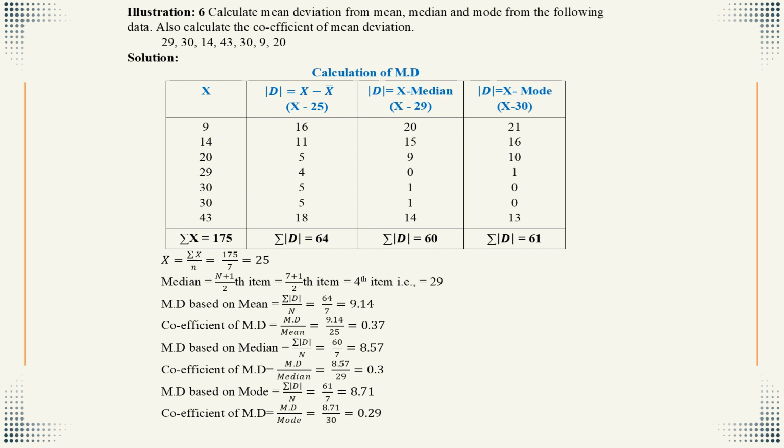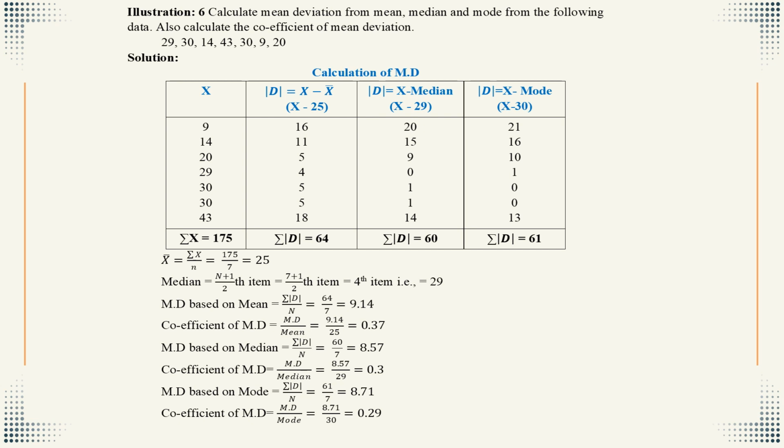The x values you can arrange in ascending order, that is 9 to 43, and here there is no frequency because it is an individual observation. Then you take the total, that is 175. First calculate the mean, median and mode. It has been asked to calculate the mean deviation from the mean, median and mode.